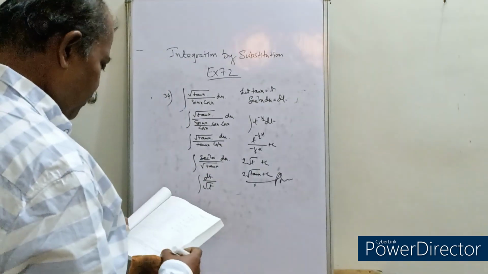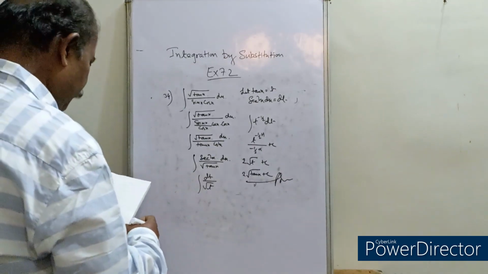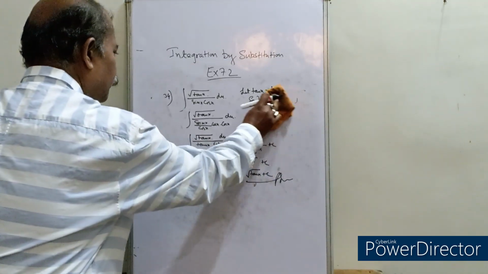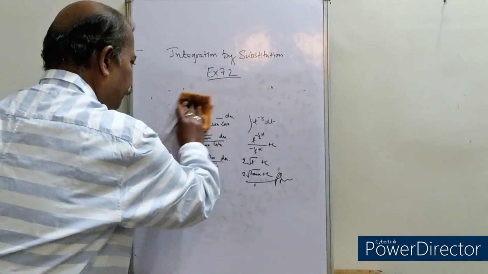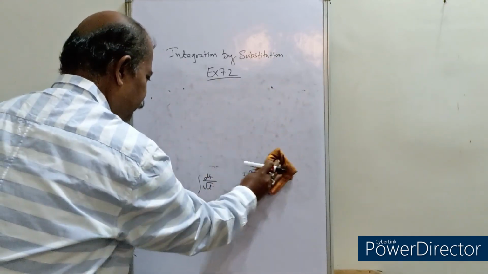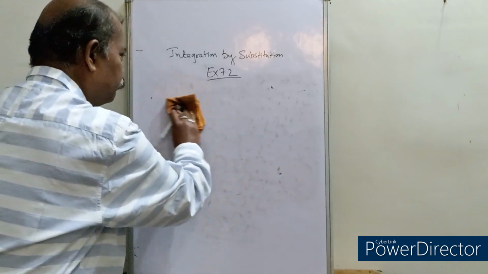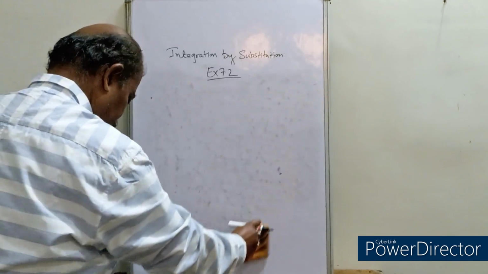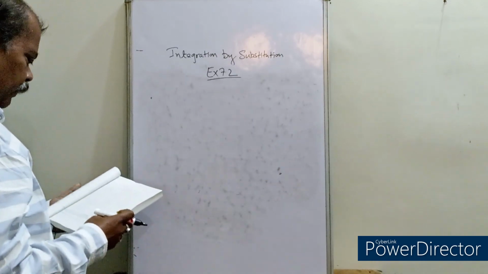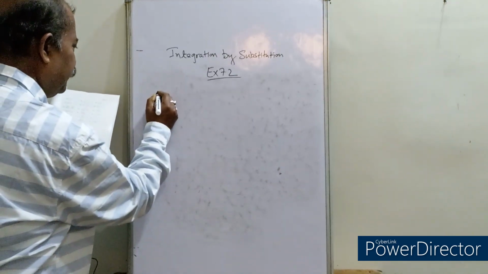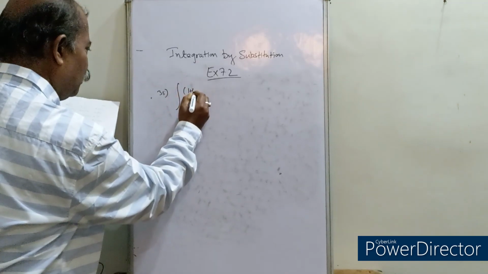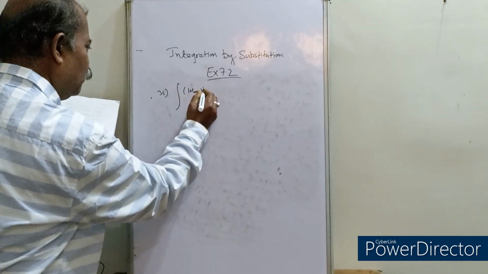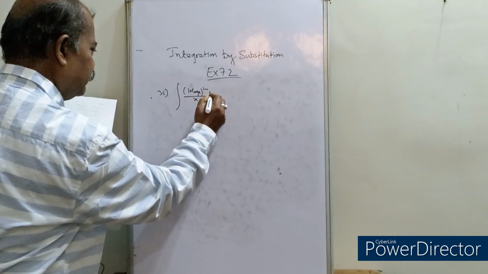Now I am going to the next question, that is question number 35. Question number 35, here you see: the integral of 1 plus log x the whole square by x dx.